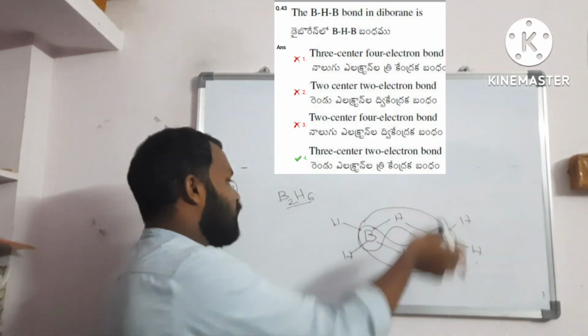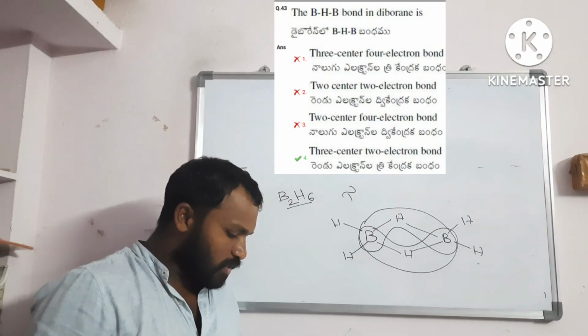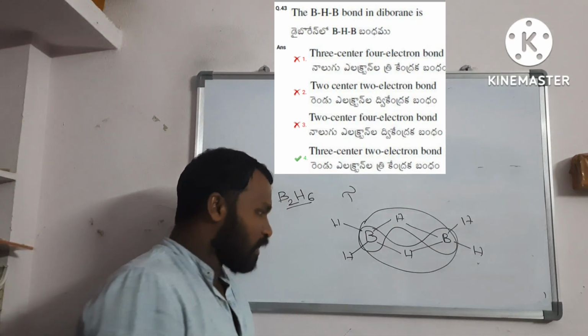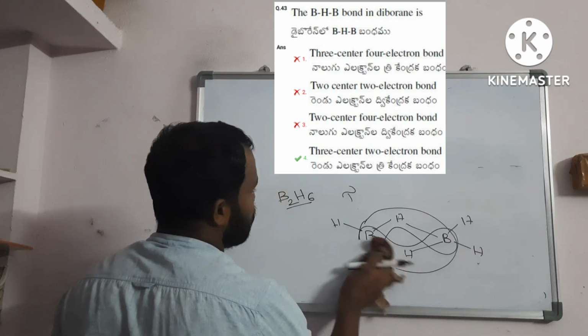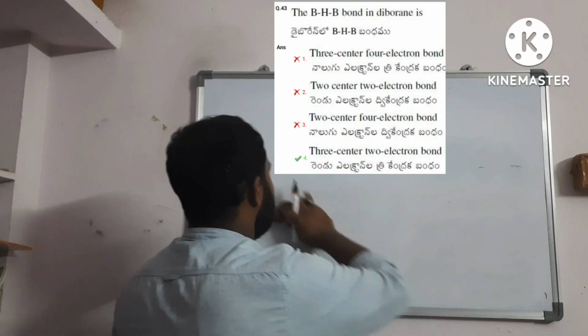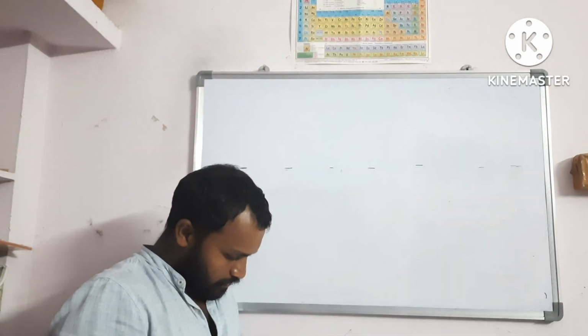So this is called a banana bond or tau bond. This is an example of a three-centered, two-electron bond. That is the basic concept they gave. You should study the remaining examples related to B-H-B.